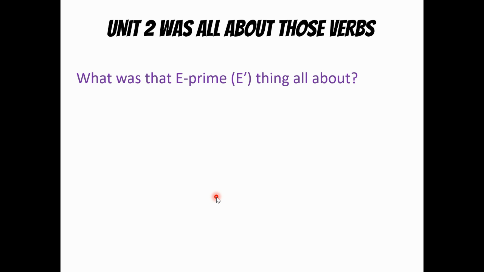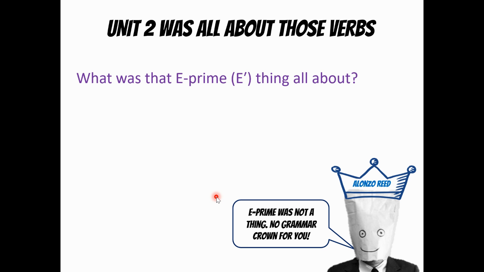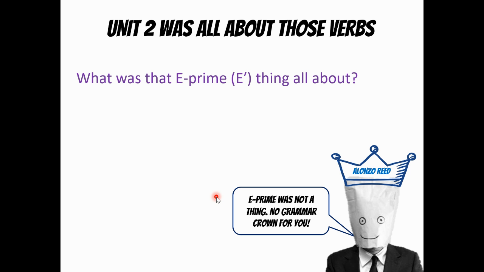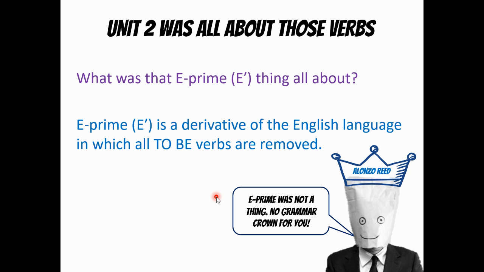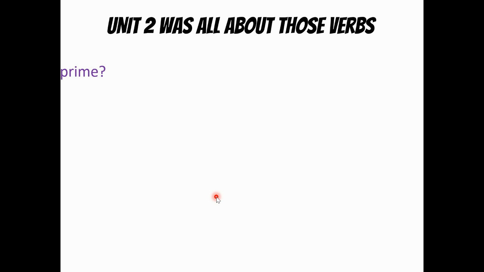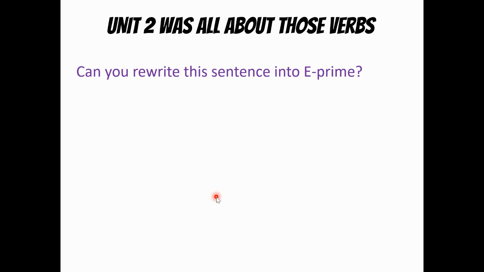And then E prime would be the last question I'll ask about with verbs. So remember E prime, what that whole thing was about. Remember E prime, first of all, is not a thing. So don't call it the E prime thing. Remember, E prime was a derivative of the English language in which all your to be verbs are removed. That's what E prime was. So I would give you a sentence and say, hey, can you rewrite a sentence in E prime?